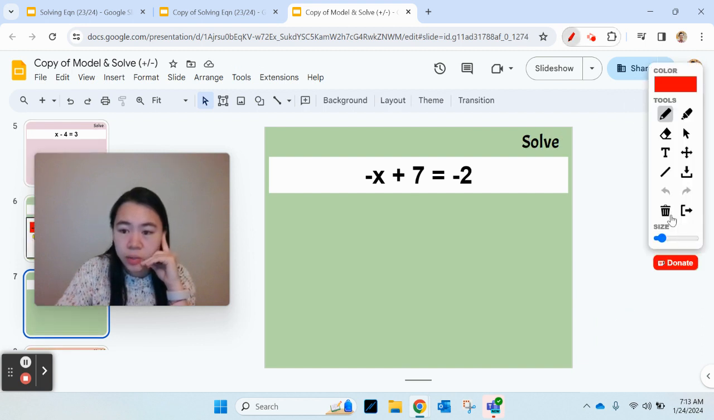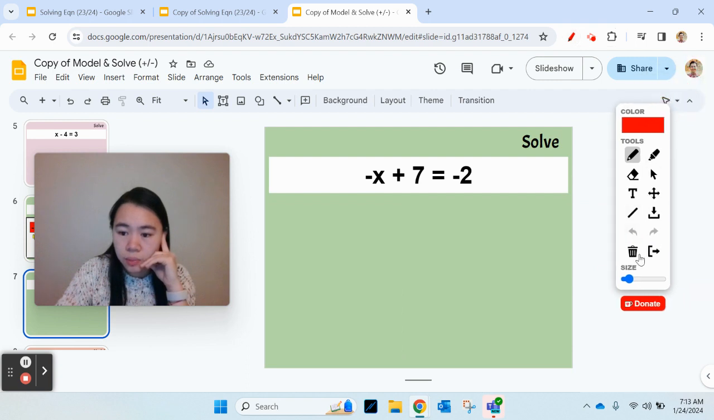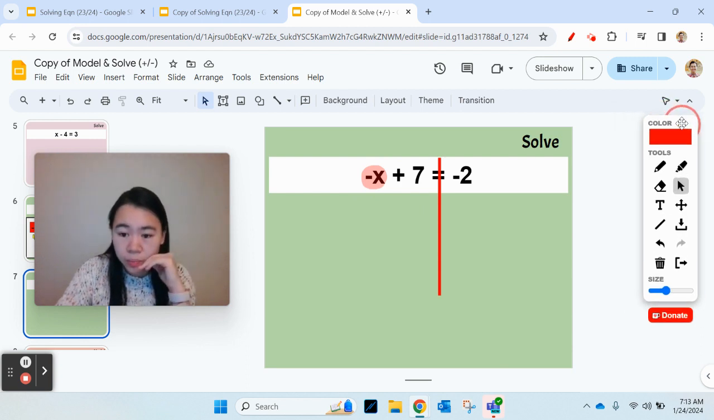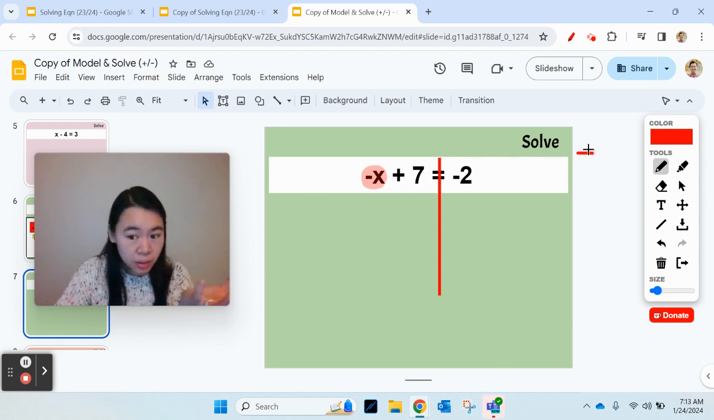Okay, now let's solve this. Draw your line down your equal sign. I'm going to highlight my variable x. This time x is negative, and I'll show you what to do about that once we get to the end. What is happening to your variable? I've got negative x plus 7.